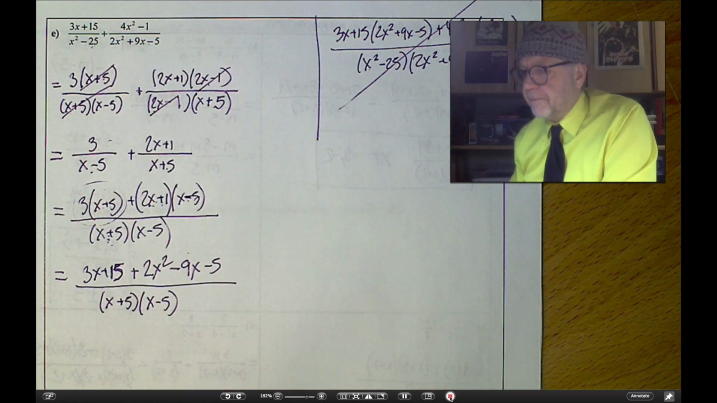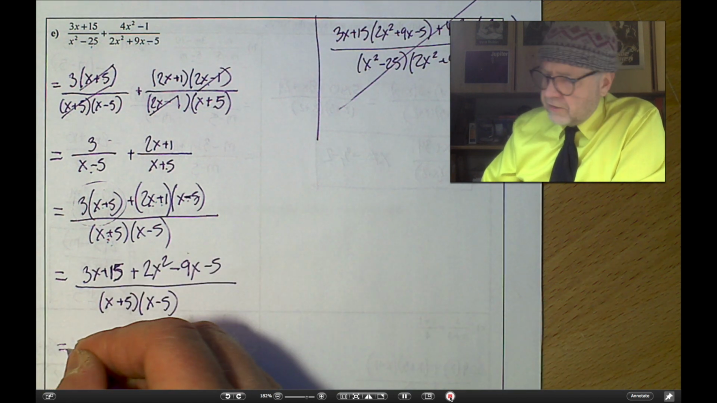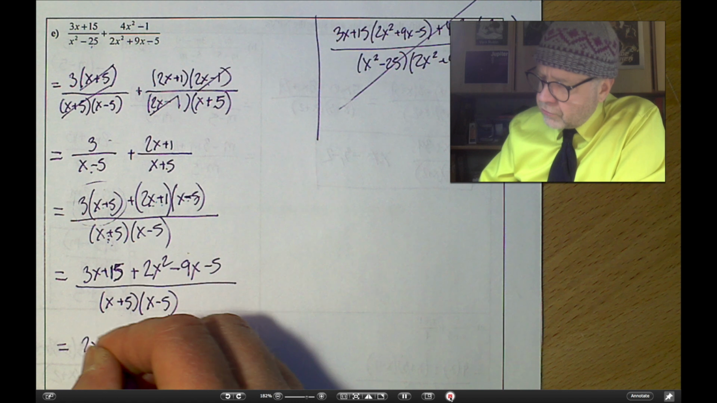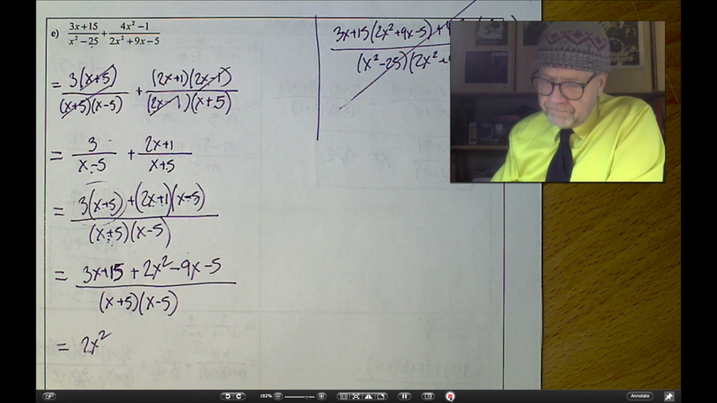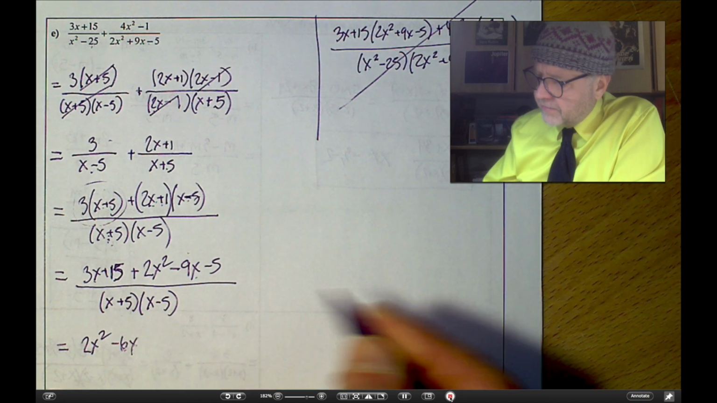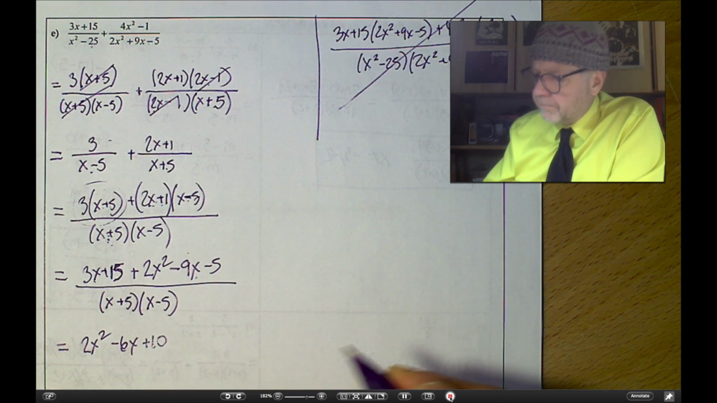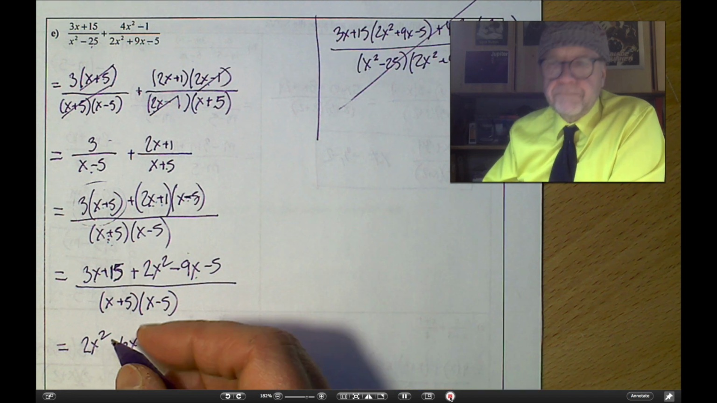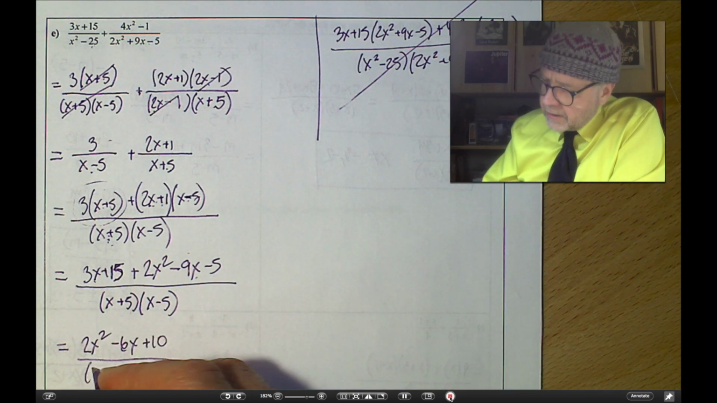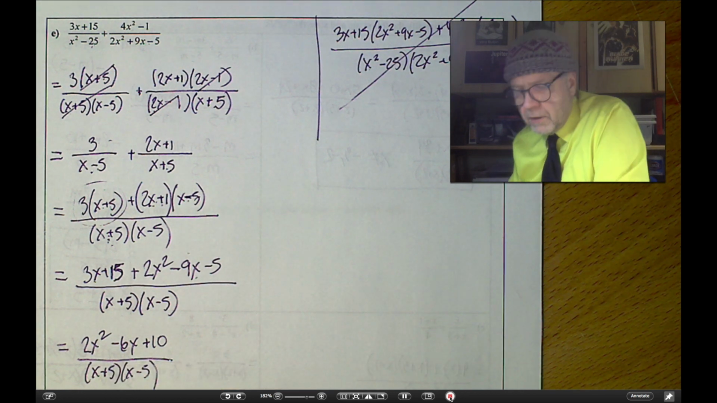All right, let's gather like terms on the top. I've got 2x squared minus, looks like this and this, so minus 6x, and plus 10. Yep, I think we're good, all divided by x plus 5 times x minus 5. Booyah.